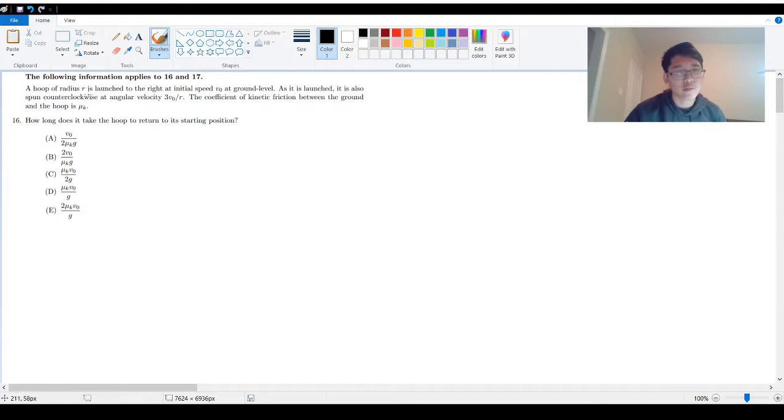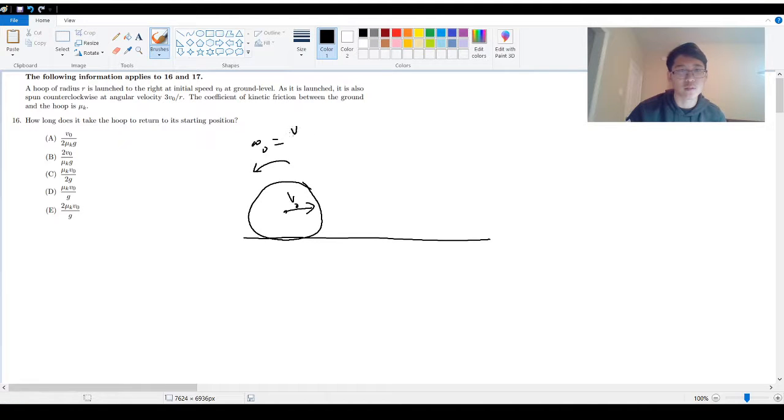The question reads: a hoop of radius r is launched to the right at initial speed v0 at ground level. As it is launched, it is also spun counterclockwise at angular velocity 3v0 over r. So here's the situation. Initially, you have this hoop rotating in this direction, with velocity v0 going forward, and initial rotation of 3v0 over r. The coefficient of kinetic friction between the ground and the hoop is uk. How long does it take for the hoop to return to its starting position?